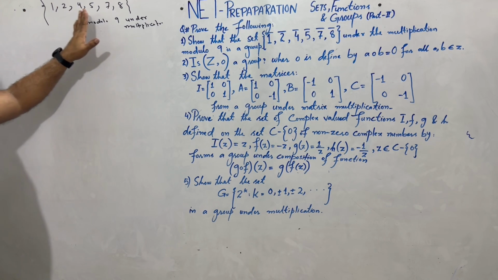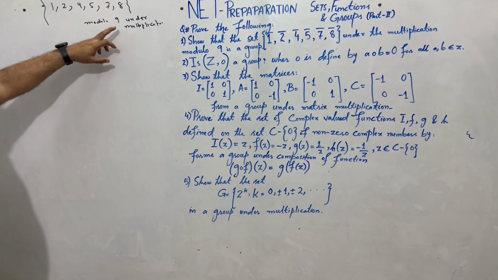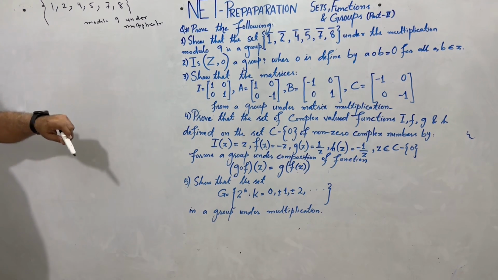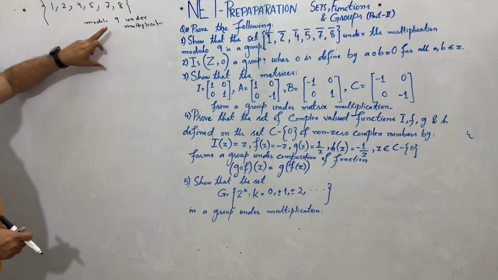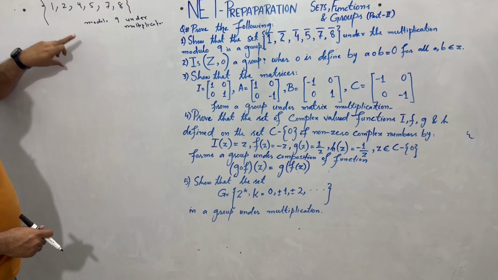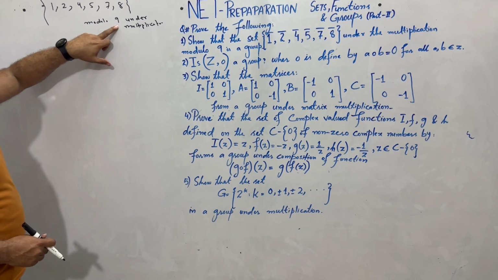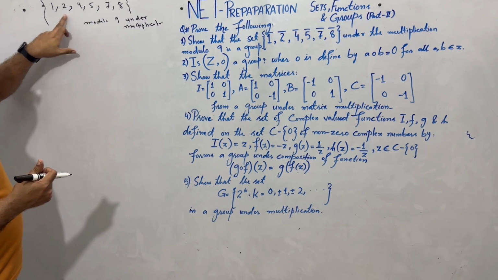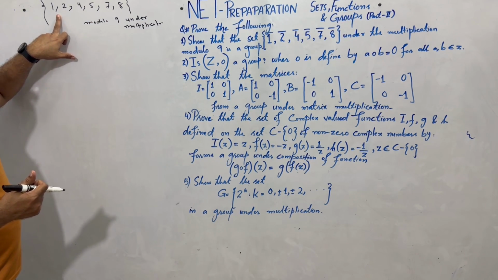What is the science behind these numbers? Number 1, all numbers are less than 9. Second, they are all relatively prime. They have no common factor with 9 except 1. 1 and 9 common factor is 1.